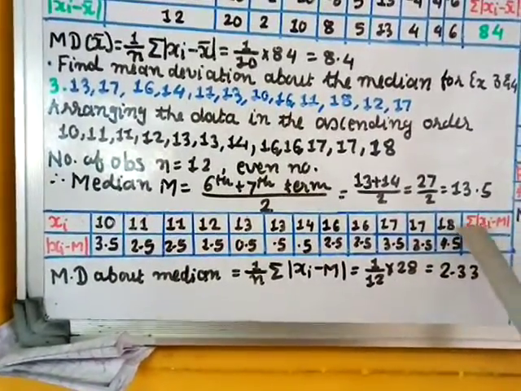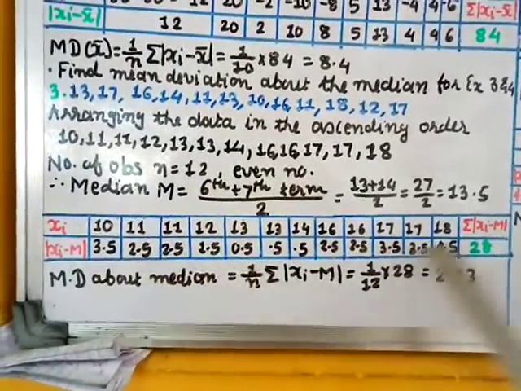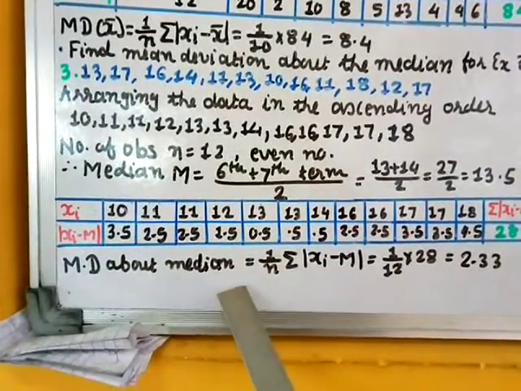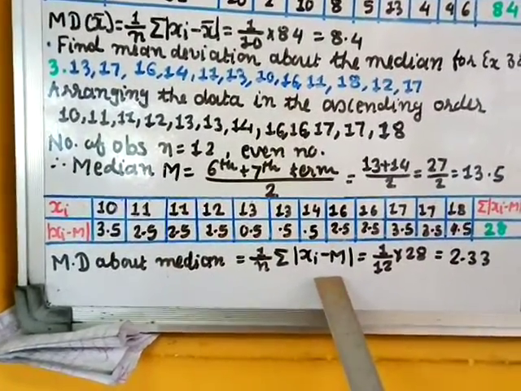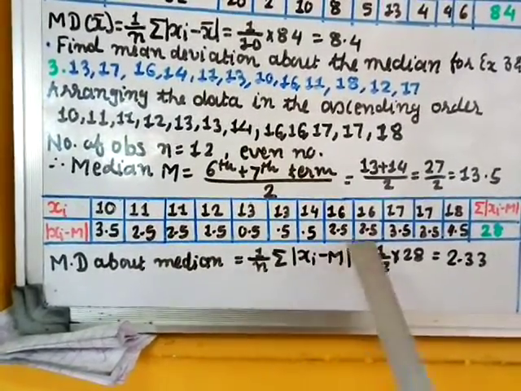So sigma modulus of xi minus m. The sum total of this is 28. Okay, and mean deviation about the median equals 1 by n sigma modulus of xi minus m. This formula I gave you before, that is the formula I am writing, equal to 1 by n.